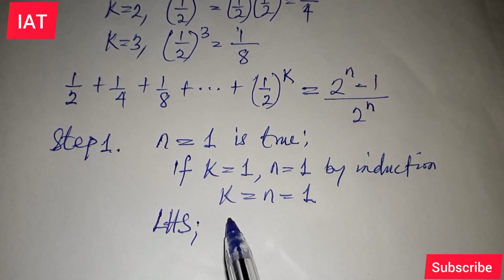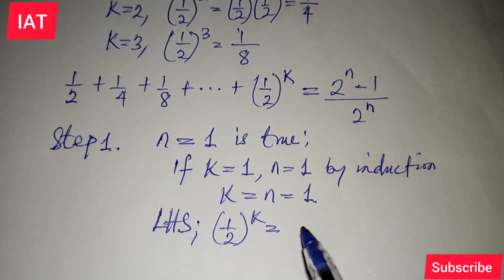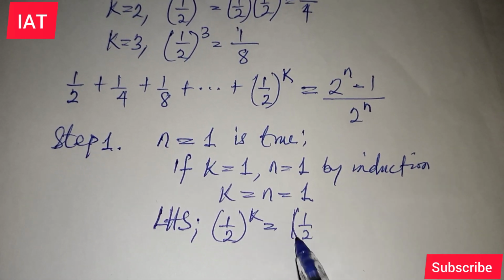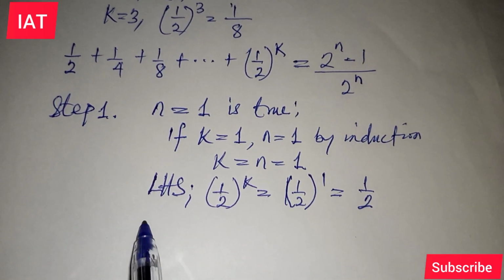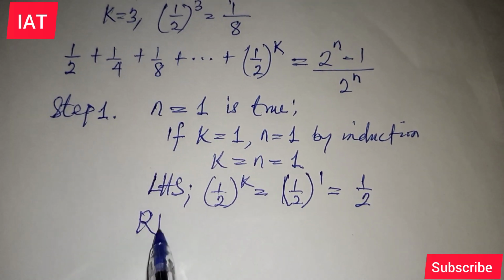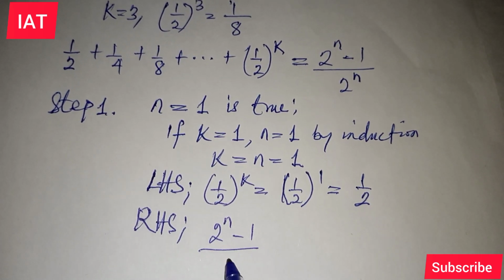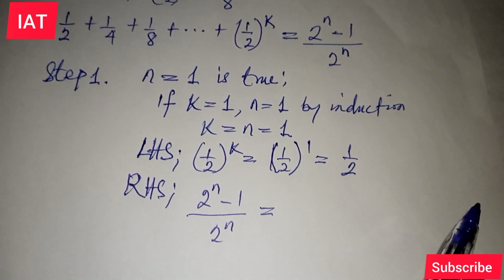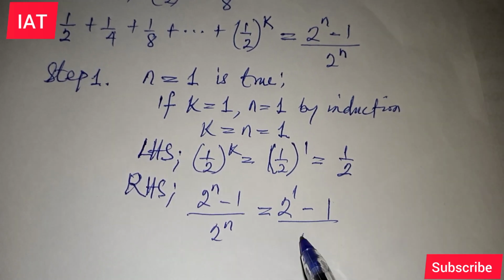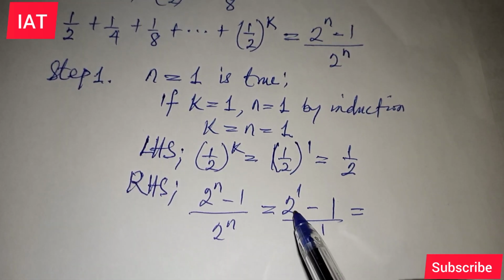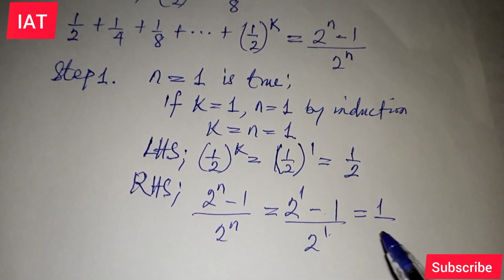Alright, so if that is well articulated, then from the left hand side, we'll be having 1 over 2 all to the power of k, and the k will be replaced with 1. So we have 1 over 2 all raised to the power of 1, and the answer is 1 over 2. Let's also work on the right hand side. From the right hand side, we're having 2 to the power of n minus 1 all over 2 to the power of n. So what will become of this? Anywhere you see n, you put 1. So when we plug 1 in here, 2 to the power of 1 is 2, 2 minus 1 is 1, all over 2 to the power of 1, which is still 2.